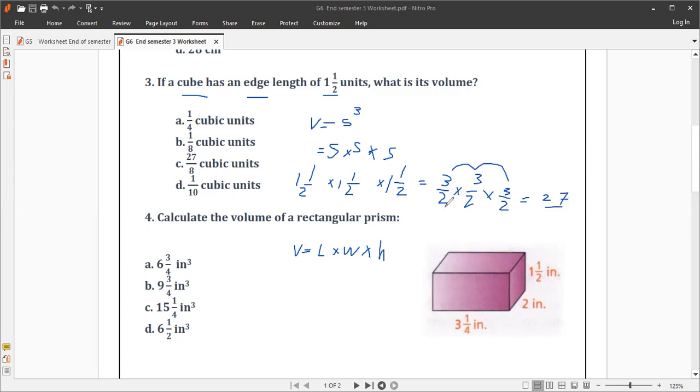2 times 2, 4 times 2, 8. So the answer is 27 over 8 cubic unit. So the answer is C.